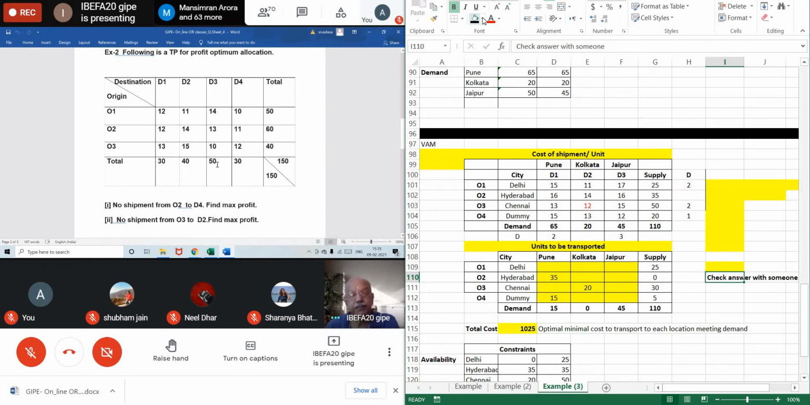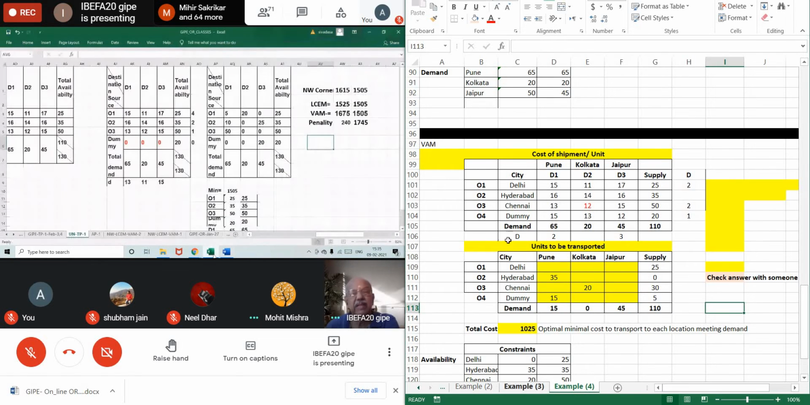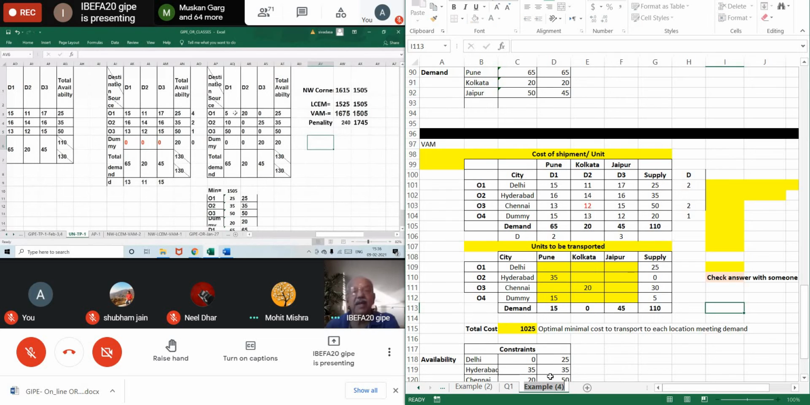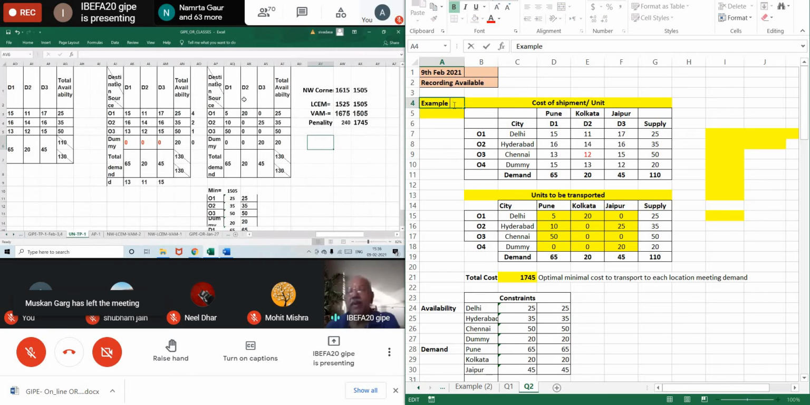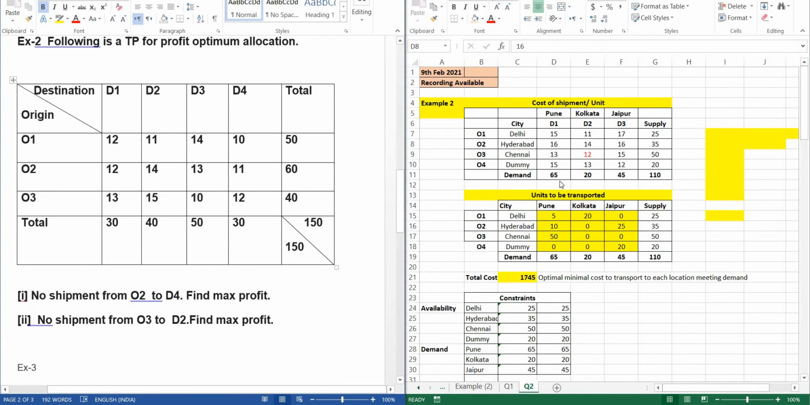Question number 2. Sir, will you again repeat the first one, how we did the penalty problems? Yes, I have done the distribution, correct now? What is my optimum? How much optimum did you get? 1505, sir. And which destination has a shortage?